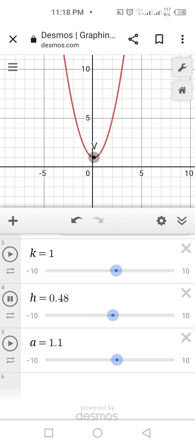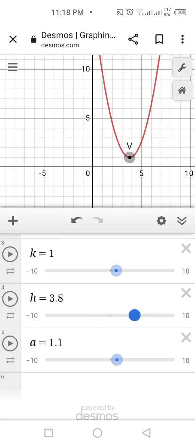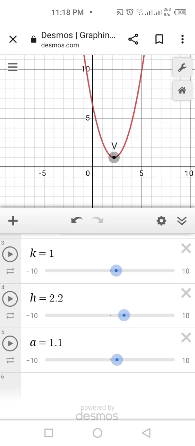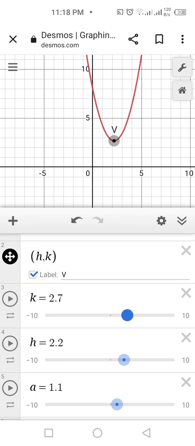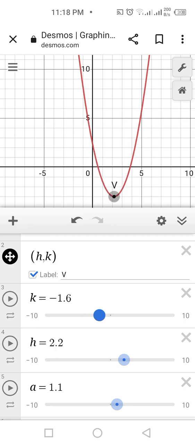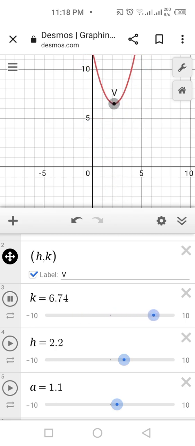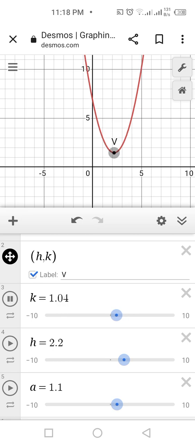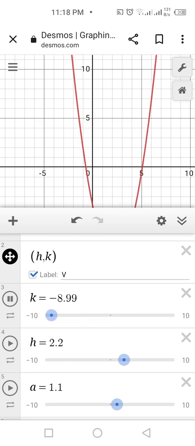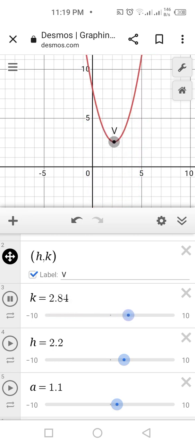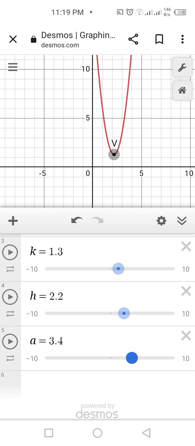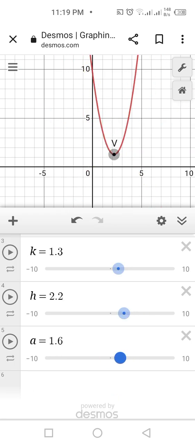If I stop h and move k, the behavior of k is upward and downward. The vertex changes and the graph shifts upward and downward. If I run this, it runs upward and downward. This is the behavior of a, h and k. This is the graph of a curve that is called a parabola.